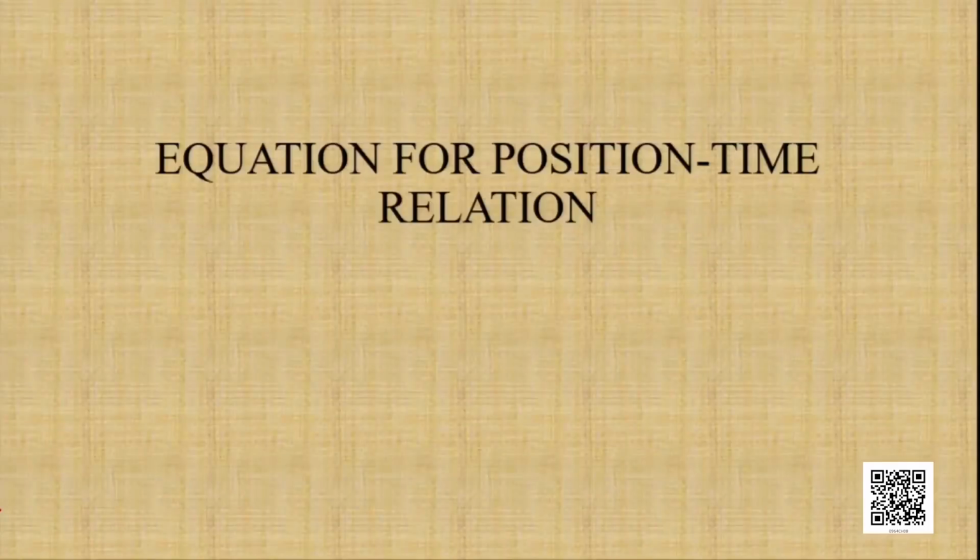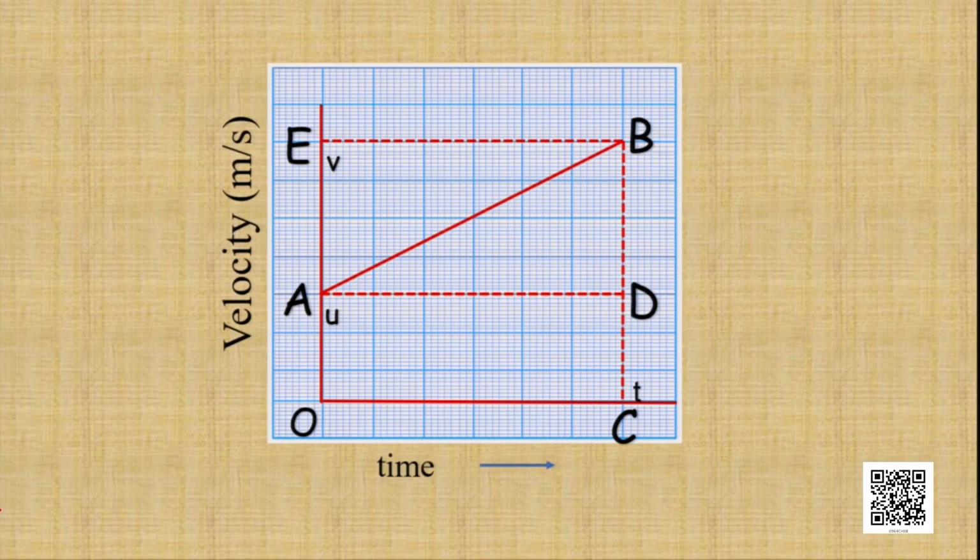Now dear students, we will go for another equation, that is the equation for the position-time relation. For this, again we will consider the same graph. Here we consider that the object has travelled a distance s in a time t under a uniform acceleration a. In order to find the distance travelled by the object, we can use the area enclosed within OABC under the velocity-time graph. OABC is nothing but a trapezium.